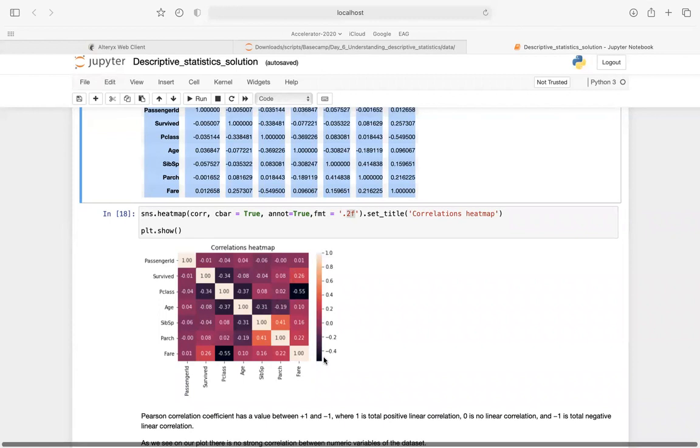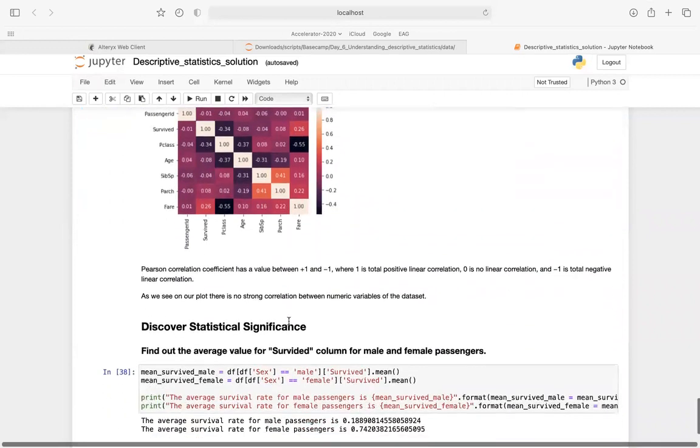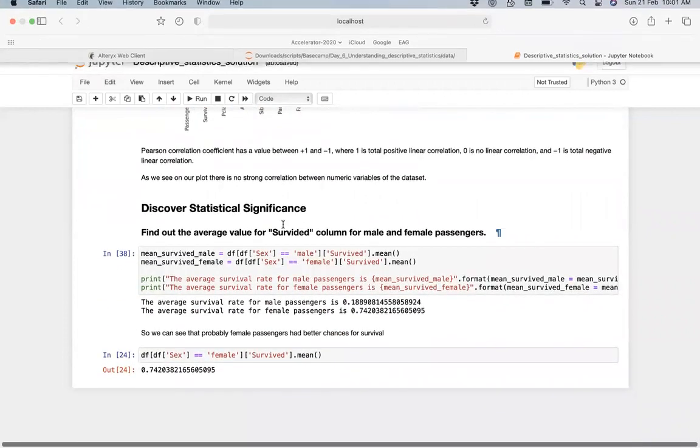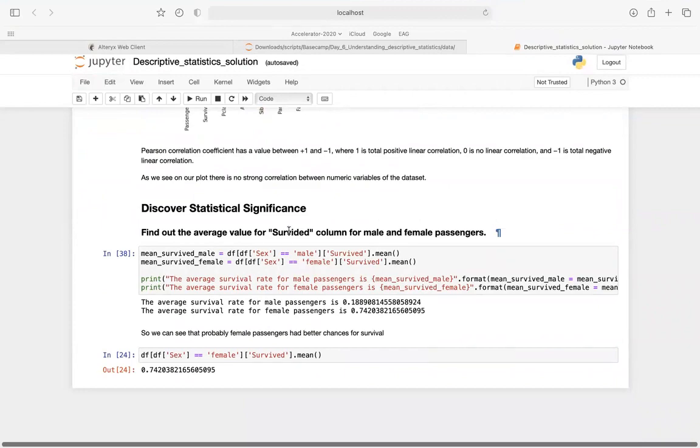Is it clear, guys? Any quick questions on heat map or maybe on the statistical significance? Because that was the end of the topic today.